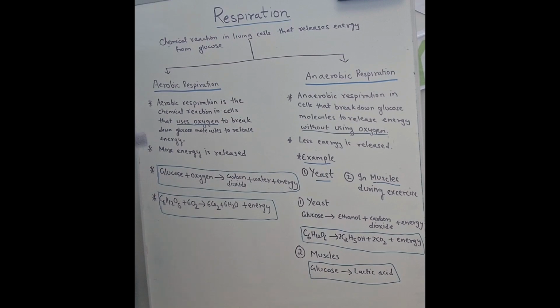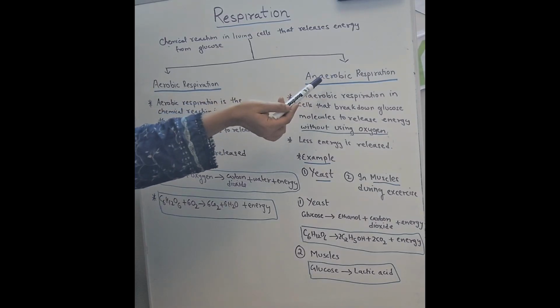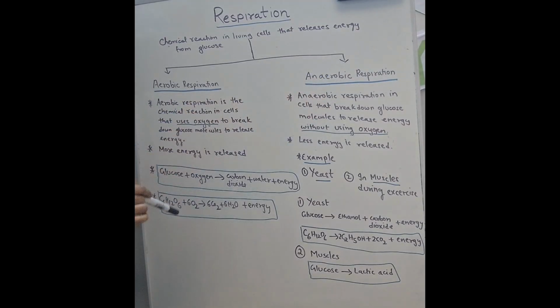So the points you need to remember are that it takes place in all living cells. What happens? Energy is released from glucose. Is there any condition needed? Yes, here oxygen is a must. So in the presence of oxygen, the glucose molecule will release energy, and what are the two products formed? Carbon dioxide and water.